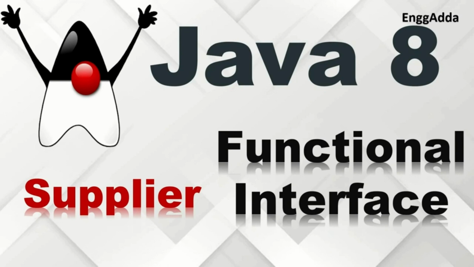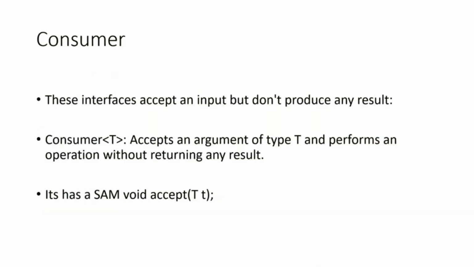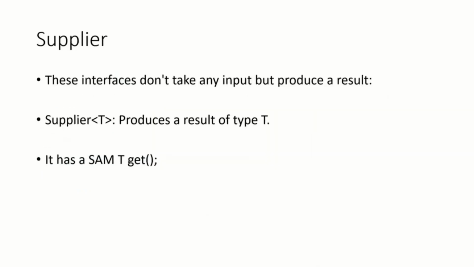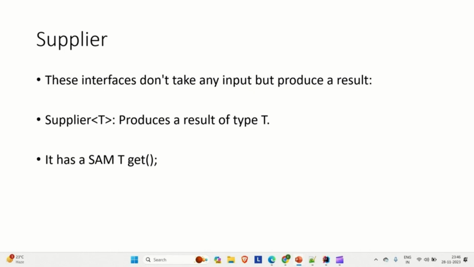Let me go to the slide where I have discussed the supplier. So what is supplier? Supplier is a kind of functional interface which has a single abstract method get, and its return type is T. These interfaces don't take any input but produce a result. The single abstract method that supplier holds is get, and it is not taking any input, but still it has a return type, and its return type is T. So this is about the supplier.